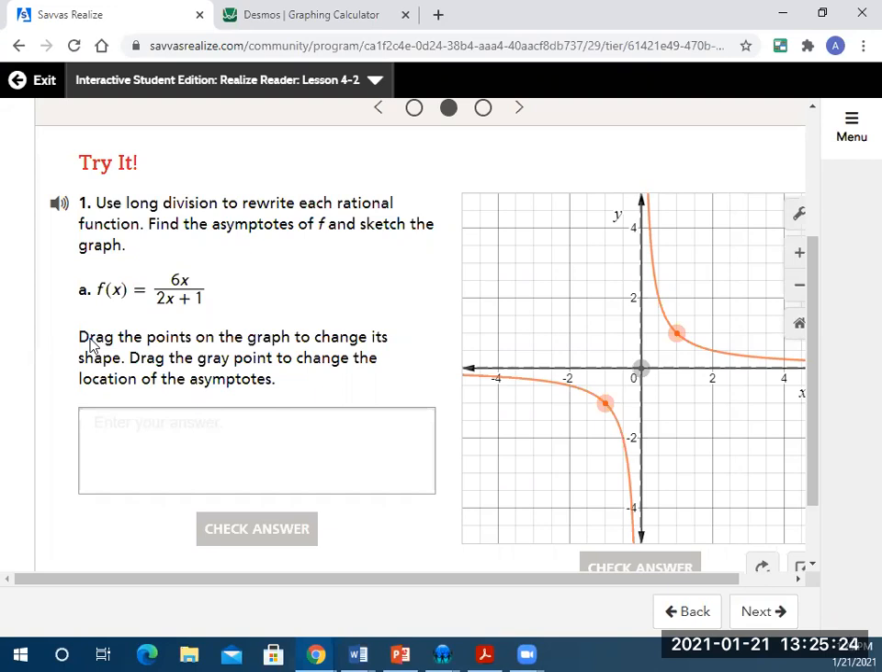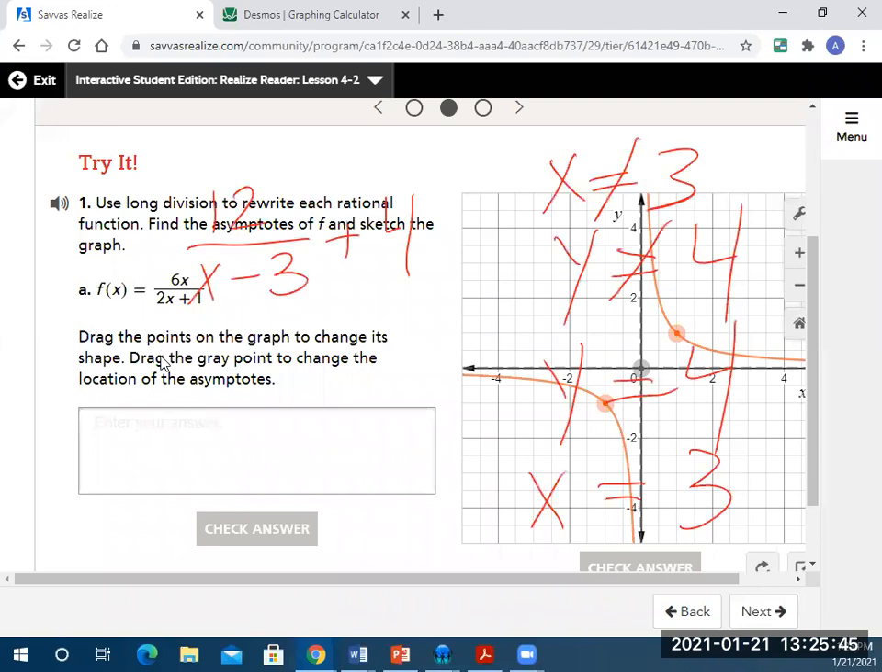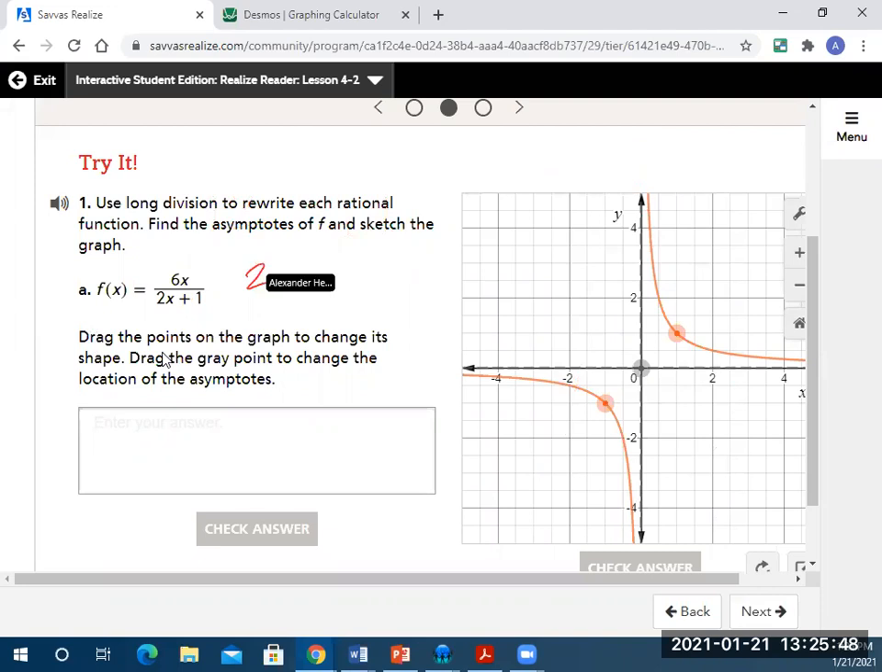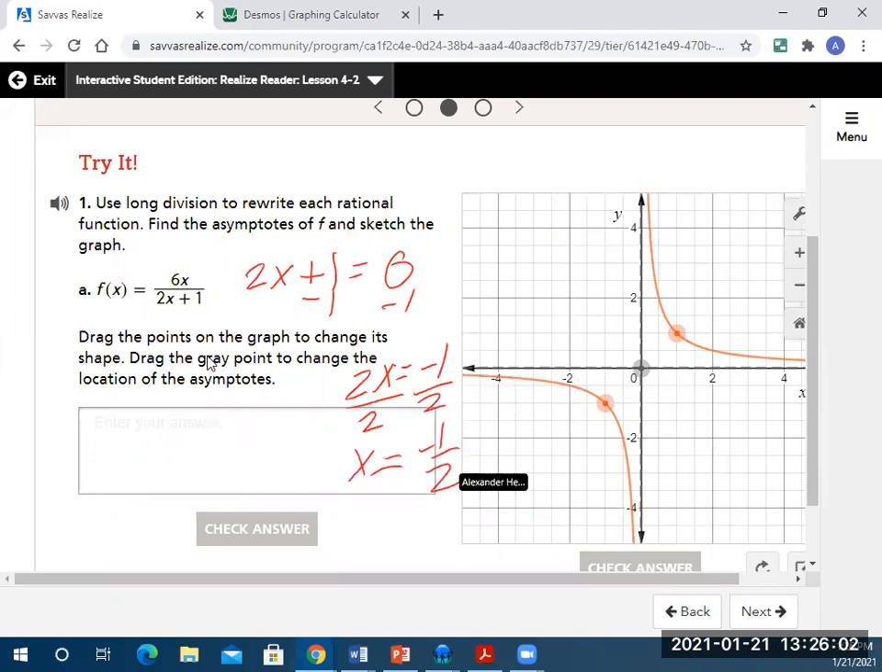So the easiest way to find your domain is you set your denominator equal to 0. My denominator is 2x plus 1, so I'm going to set 2x plus 1 equal to 0. To solve for x, I subtract 1 from both sides. Then I get 2x is equal to -1. Divide both sides by 2, and you get x is equal to -1/2.